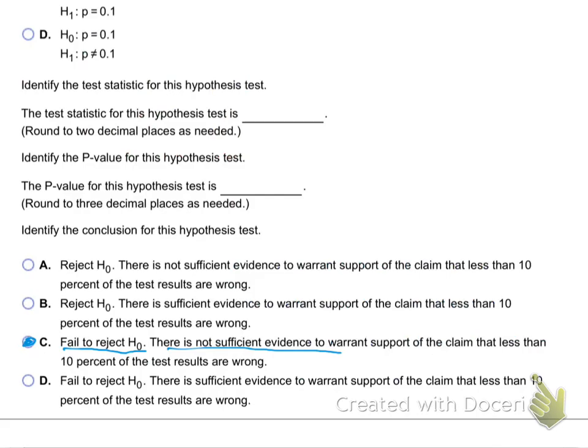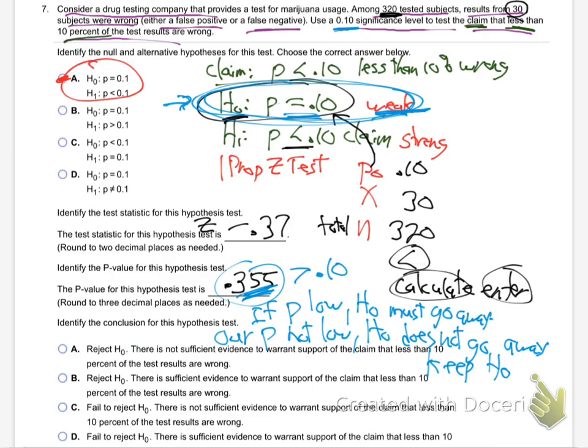There's weak evidence to support the claim that less than 10% are wrong. No, we don't think less than 10% are wrong. This study does not provide strong evidence that less than 10% of the test results are wrong. We believe they're getting 10% wrong, or maybe even more.